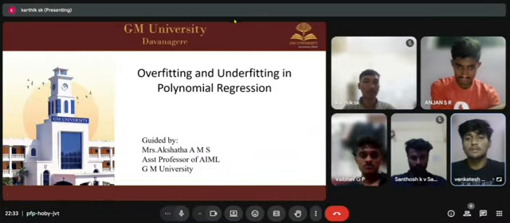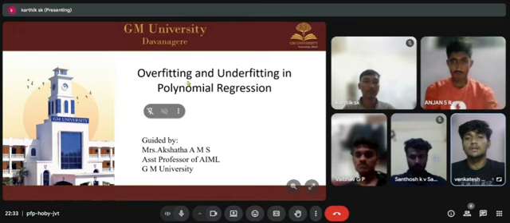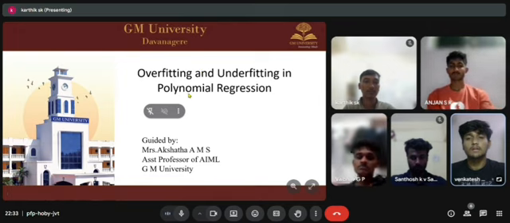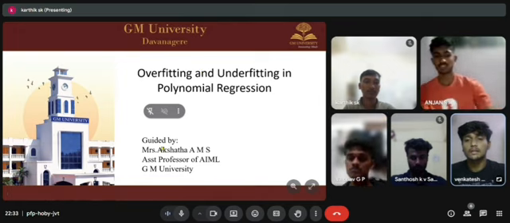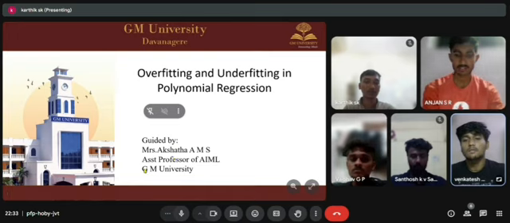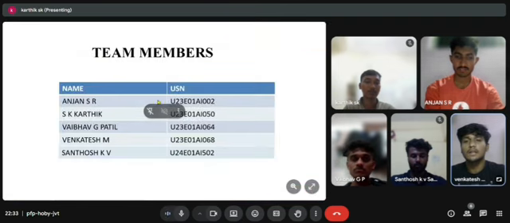Hello everyone. Here is our assignment on overfitting and underfitting in polynomial regression. Here is the guidance of Akshata AMS ma'am, assistant professor of AML at JM University. And here are the team members: Anjan SR, SK Karthik, Vaibhav Patil, Santosh, me, and Venkatesh.